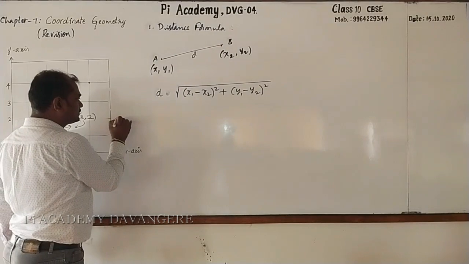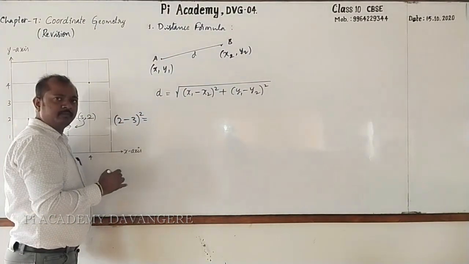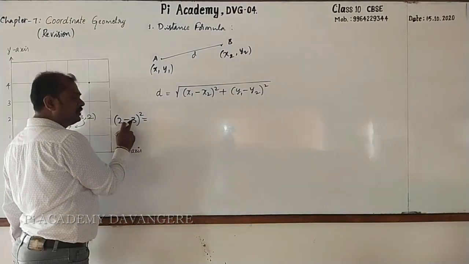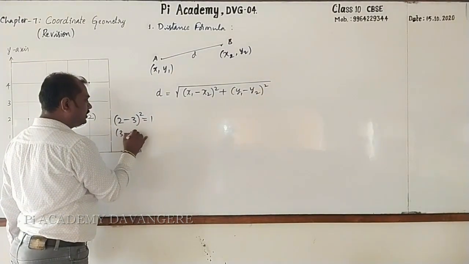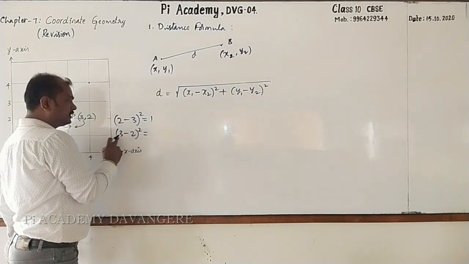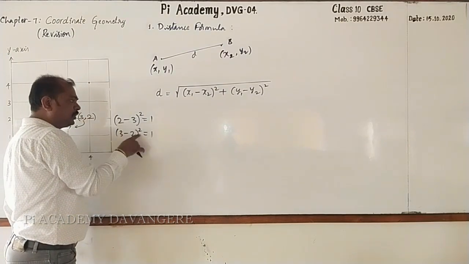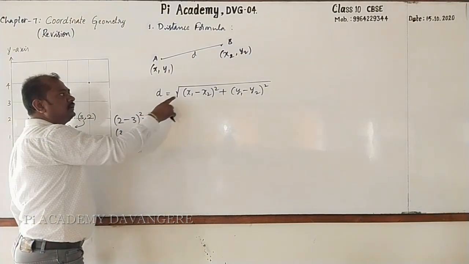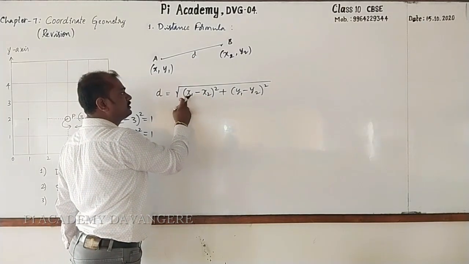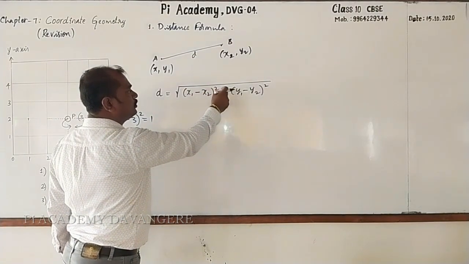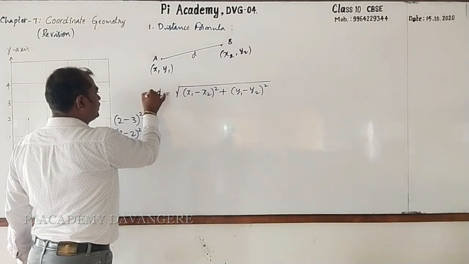The reason is, observe, if you take 2 minus 3 whole square, what is its value? It is 2 minus 3 is minus 1, whole square is 1. What is 3 minus 2 whole square? It is 3 minus 2 is 1, square is again 1. So as it is whole square, there will be no difference in changing the terms. That's why we can write like this, square root of (x1 minus x2) whole square plus (y1 minus y2) whole square. And one more formula is there.